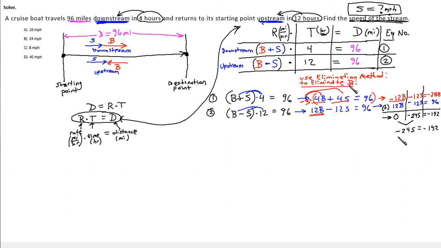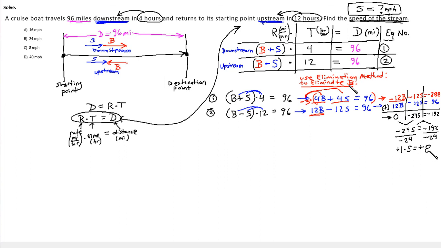Now we're going to take negative 24s and divide by negative 24. Balance the equation by dividing the right side by negative 24. Any number divided by itself is positive 1, so s equals negative divided by negative. This is positive. That's going to make a positive. Positive 192 divided by 24 equals 8.